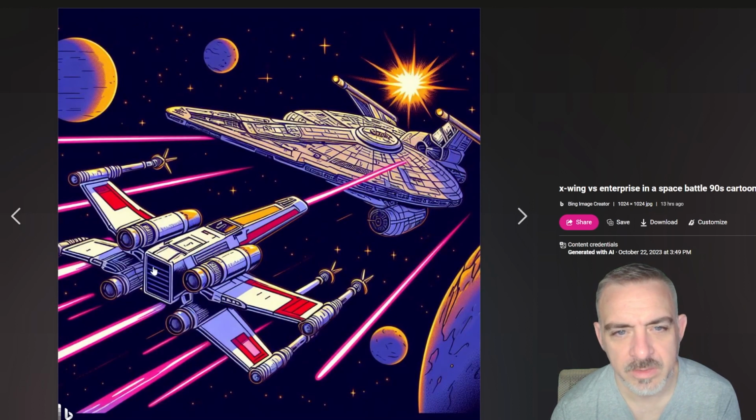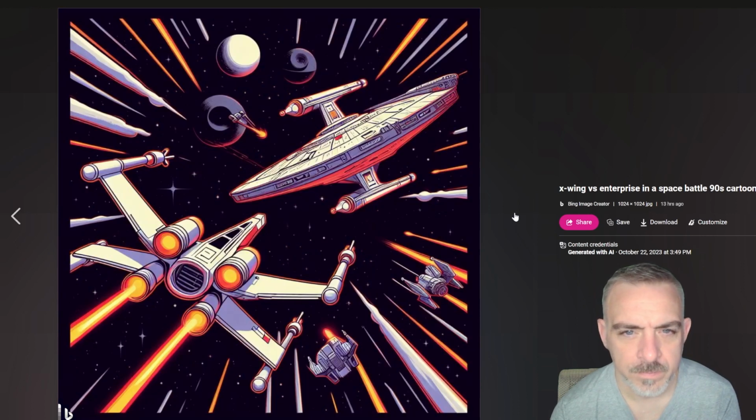This is much better. I'm not sure what these weird little things here are. The Enterprise needs some work. But again, the color, lighting, everything about this is 90s cartoon style. I like this a lot. Not terrible. Not as much detail as the other ones, but still not a terrible picture. I'm hoping ChatGPT can do a little better in these.